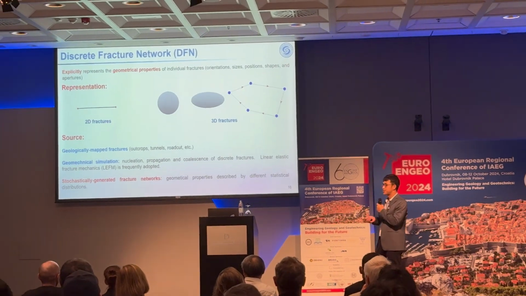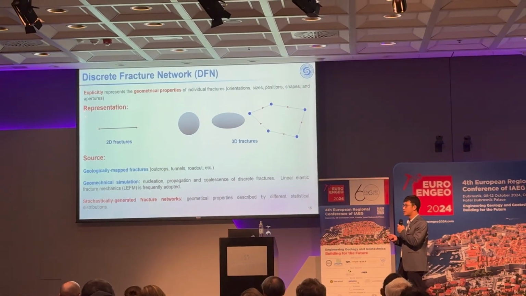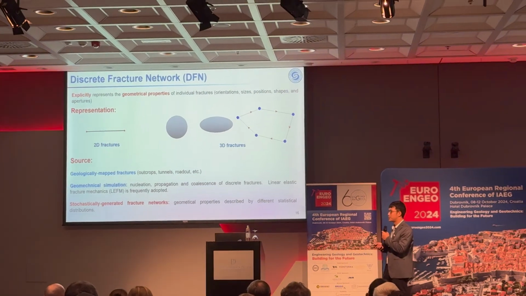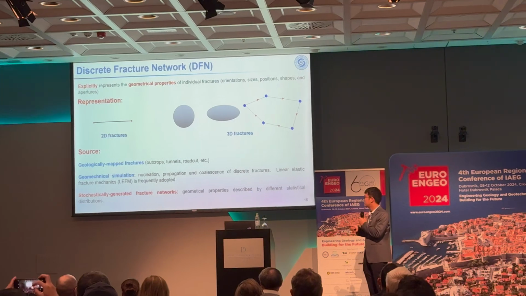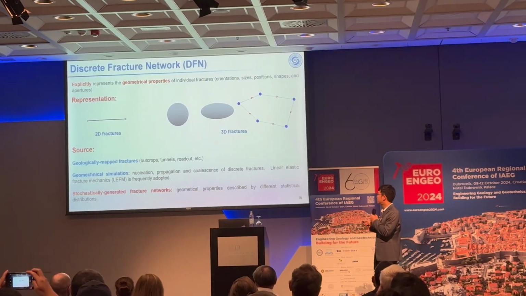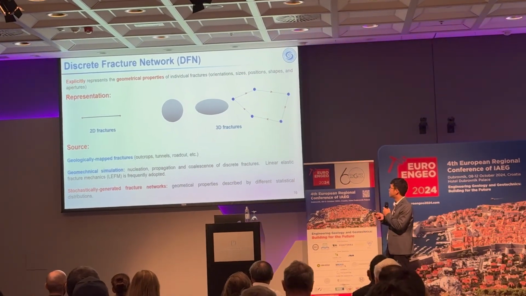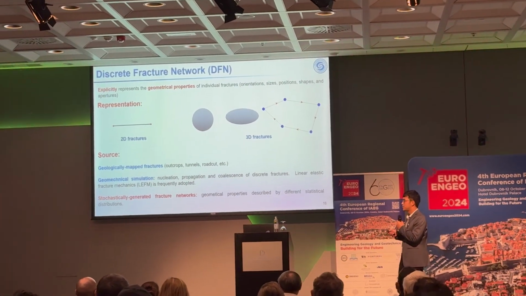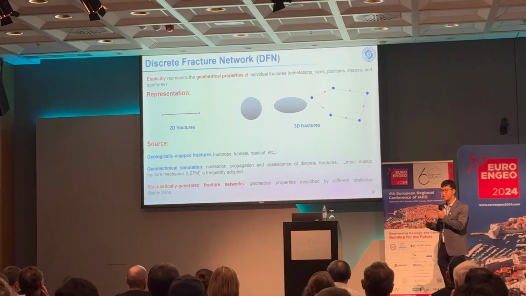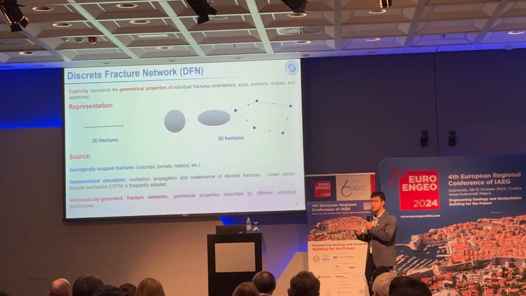shapes, and also apertures. In 2D, it's very simple: we just use a line segment to represent fractures. But for 3D, we have different options. We have round disks, or elliptical disk shapes, or any random polygon shapes. You can choose different shapes to represent your 3D fractures, but it's still a significant simplification of the actual fractures.